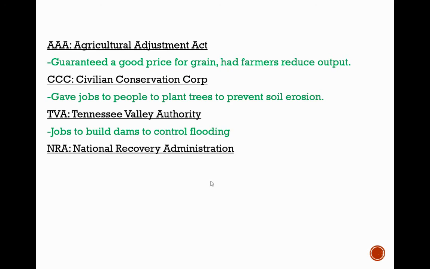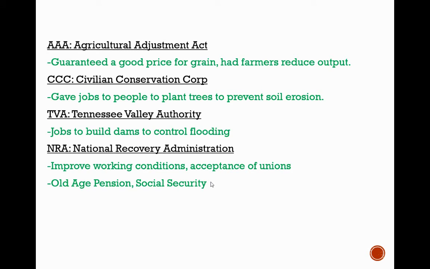You also learned about the NRA, which is different from the NRA that we have today in the United States, the National Rifle Association. This one in the 1930s was the National Recovery Administration, and it improved working conditions, it accepted unions, and also, very importantly, it created an old age pension and Social Security for American citizens.